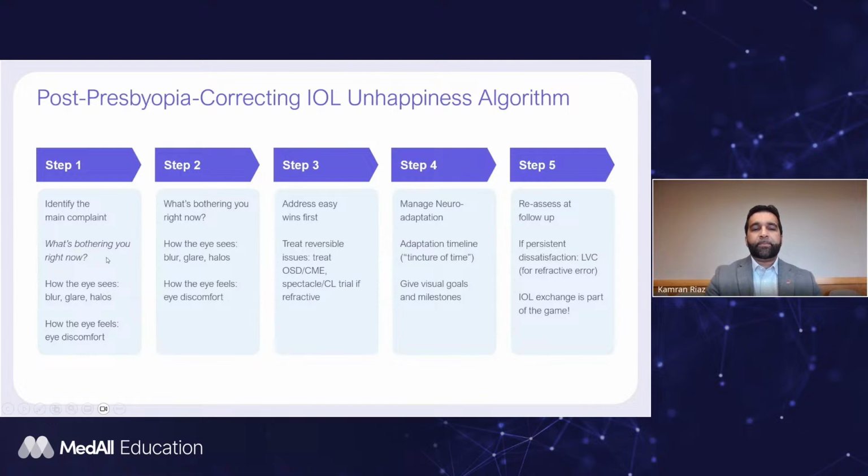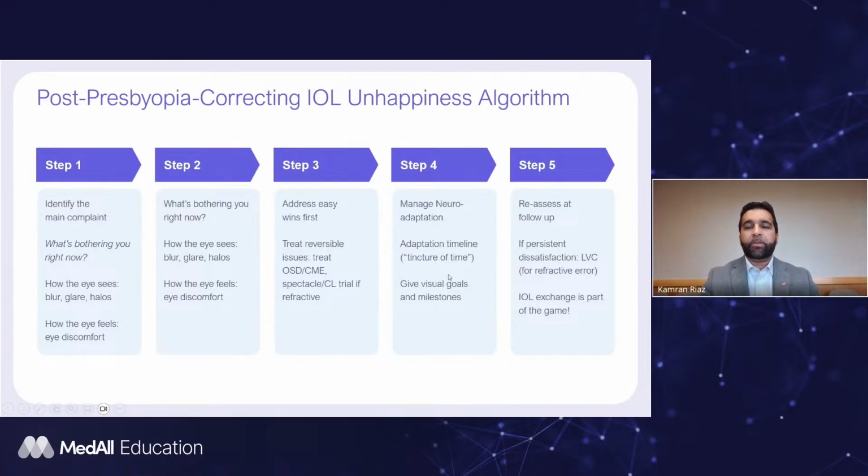When we ask in step 2, what's bothering you right now? Actually, that should have been step 2 there, but I apologize. Step 1 should have been identifying the main complaint, and step 2 is to figure out how well the eye sees versus how well the eye feels. Step 3 is to identify some of the easy wins first. If it's truly dry eye and it's reversible, we can treat that. If there's CME, treat that. We can do a spectacle or contact lens trial if it's a true refractive miss, to make sure that it's reproducible. And if it truly is, that's where we can do things like laser vision correction to treat the refractive miss.